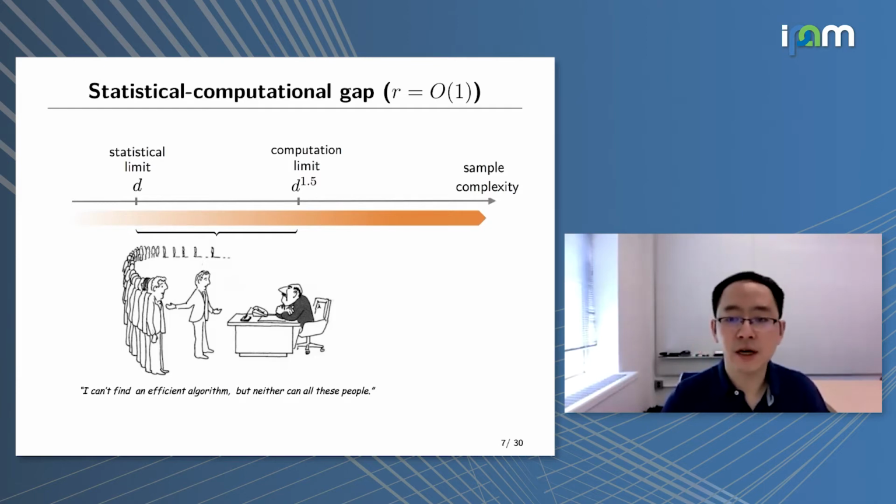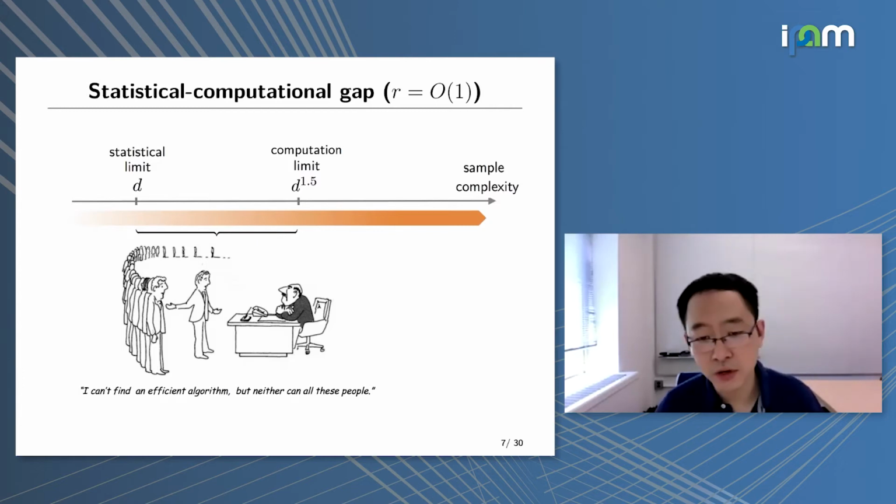In fact, there are quite a few people, particularly in theoretical computer science, who conjecture that this gap is probably not closable unless we are able to solve something like P equals NP.